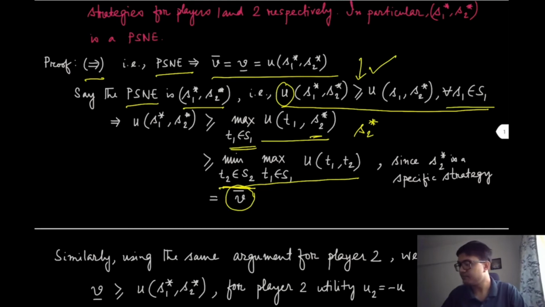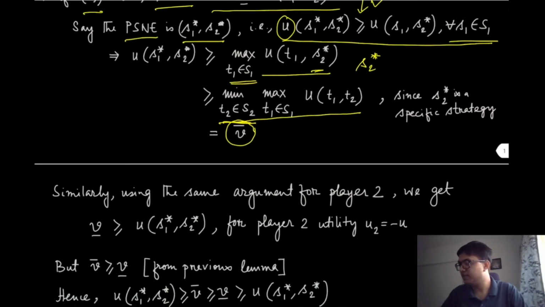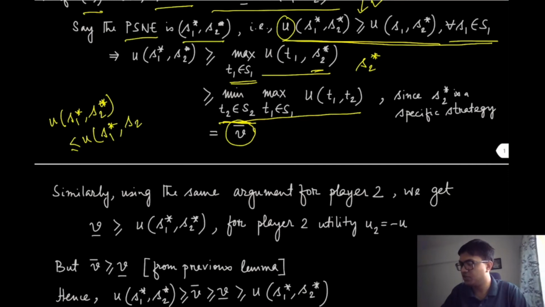And this is the min-max value of this matrix game. Now we are using the same argument for player 2, so you can write an equivalent expression. What will that be? It will be U of S1 star, S2 star, which is going to be less than or equal to U of S1 star comma S2, and that will hold for all S2 in capital S2. And then you can use the same thing, but now the inequalities are flipped, and you are going to use first the minimum value and then the max, and therefore you will have the max-min, which is going to be larger than that.